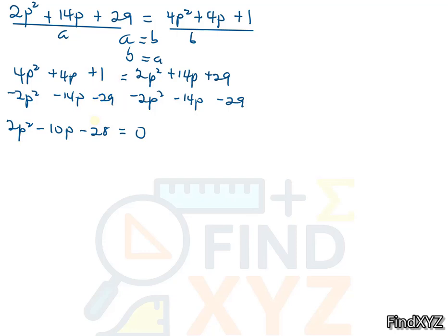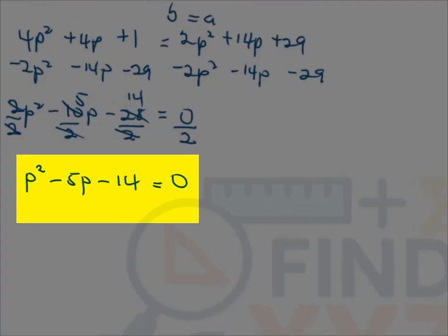Then we can simplify this quadratic by dividing each term by 2, because 2, 10 and 28 are all divisible by 2. So this divided by 2, this divided by 2, this divided by 2, this divided by 2, so that we can have a simplified quadratic equation. 2 divides 2, how many 2 are in 10? That is 5. How many 2 are in 28? That is 14. So we have P squared minus 5P minus 14 is equal to 0 divided by 2, which is still 0. This is our quadratic equation.